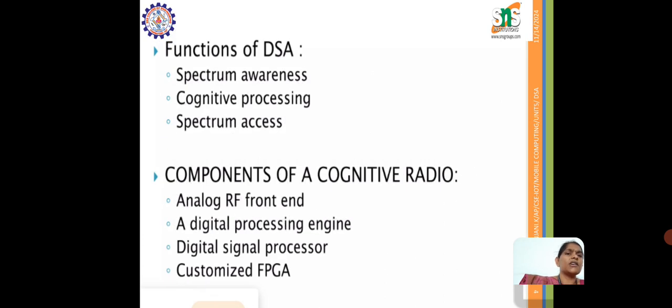These are the functions of dynamic spectrum access. One is spectrum awareness, second is cognitive processing, and third is spectrum access. Next are the components of cognitive radio. That is, you have an RF front end, which is your analog end. Next is your digital processing engine, third is your digital signal processor, and the last one is your customized field programmable gate array devices.